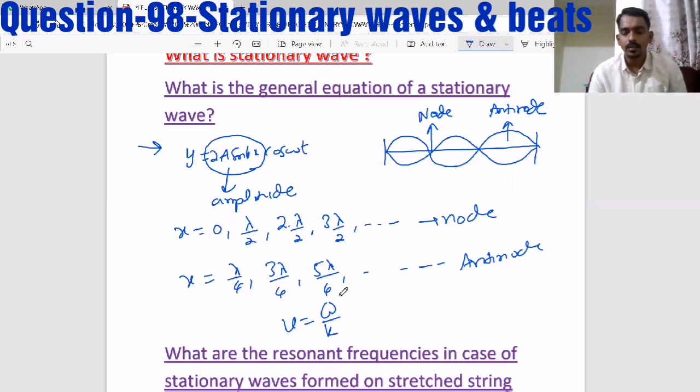Now when you compare the stationary wave with the progressive wave, a progressive wave continuously moves in one direction, but a stationary wave is confined between two fixed positions. In a progressive wave, each and every particle has the same amplitude, but in a stationary wave, different particles have different amplitudes at different positions. The amplitude depends on position here, but in a progressive wave, the amplitude is independent of position. Displacement keeps on changing, but the amplitude remains the same. So there are some differences between progressive and stationary waves.